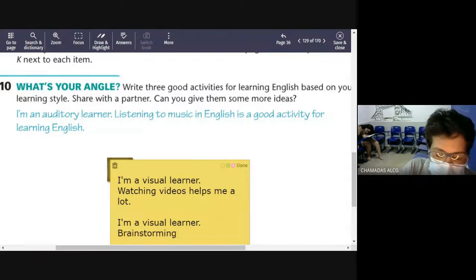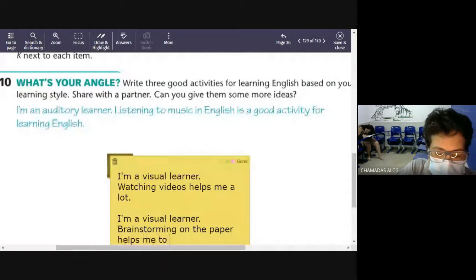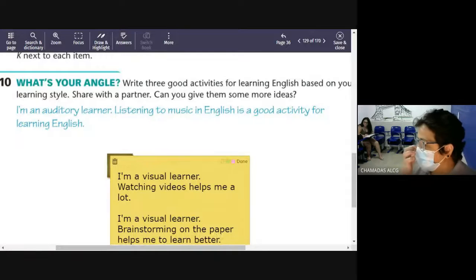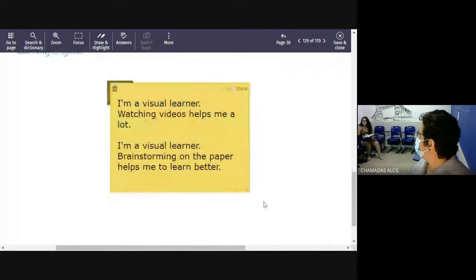So "brainstorming on the paper helps me to learn better." Okay, there you go. So when you brainstorm on the paper, you could, yeah, I know. You know? Yes, yes, I know. All right. So here we have two examples.